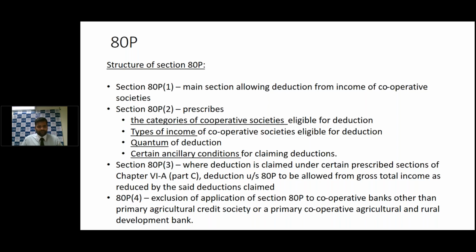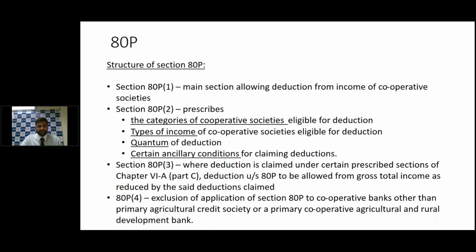And lastly, 80P4 is an exclusion provision, and it says that application of Section 80P will be excluded to cooperative banks other than a primary agricultural cooperative society or a primary cooperative agricultural and rural development bank. So this is the structure of 80P. There are 4 subsections. One is the main section. 2 prescribes what societies, what type of incomes, quantum, and the conditions for claiming deduction. 80P3 deals with the non-allowability of double deduction if claimed under any earlier sections of Part C of Chapter 6A. And 80P4 is an exclusion provision which has been introduced from 1/4/2007 so as to exclude the application of 80P to cooperative banks other than the primary agricultural credit society or a primary cooperative agricultural and rural development bank.